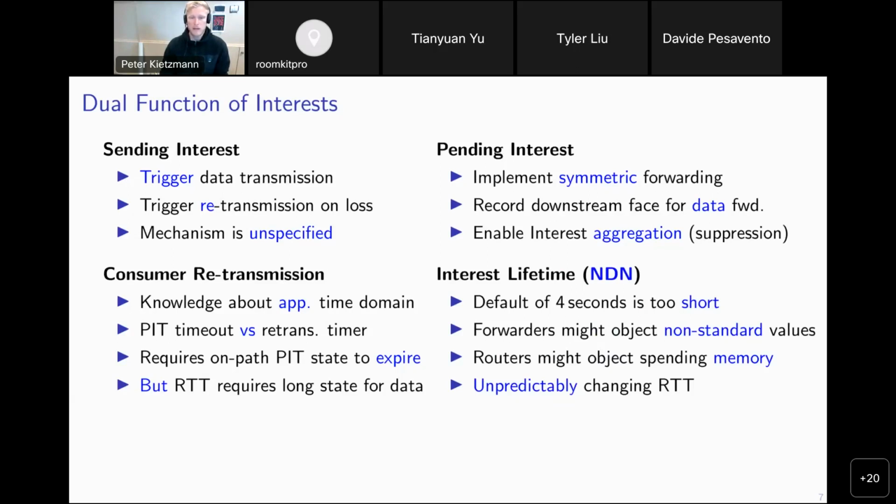Why? First, high-speed forwarders are not likely to honor non-standard interest lifetime values. Second, in DTN scenarios, producer delays and thus consumer-defined interest lifetime values could be significantly higher than the 4 seconds. A core router might just object to spending more memory resources storing many interests for a very, very long time. And third, the round-trip time may change unpredictably, so the interest lifetime and consumer interest expiration time would have to be adapted constantly, which might introduce inefficiency.